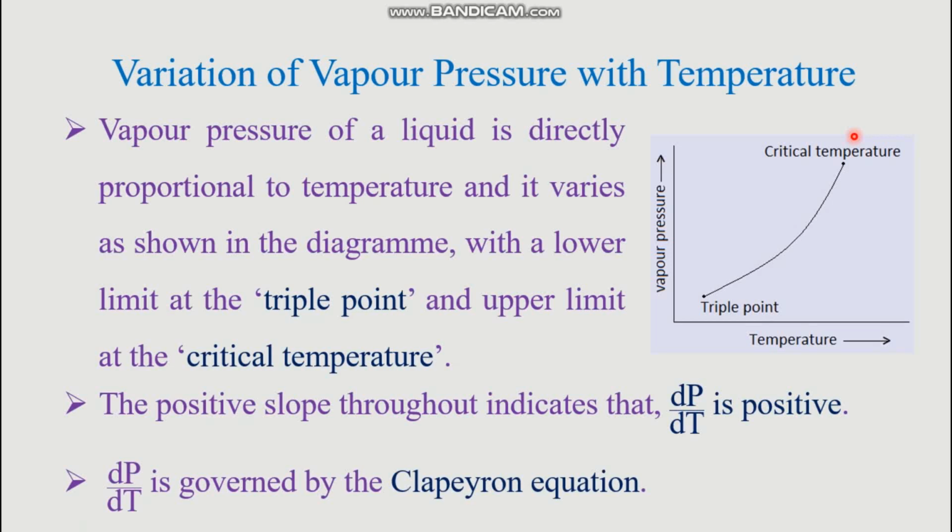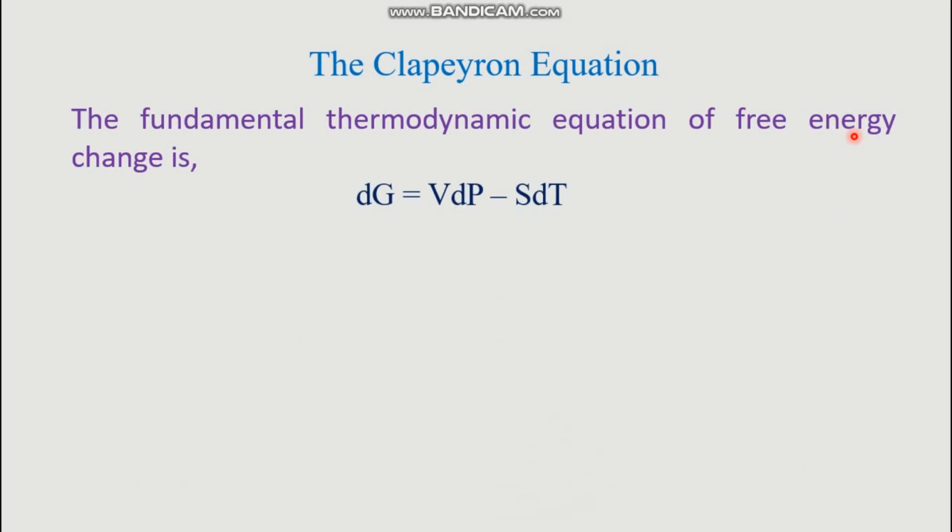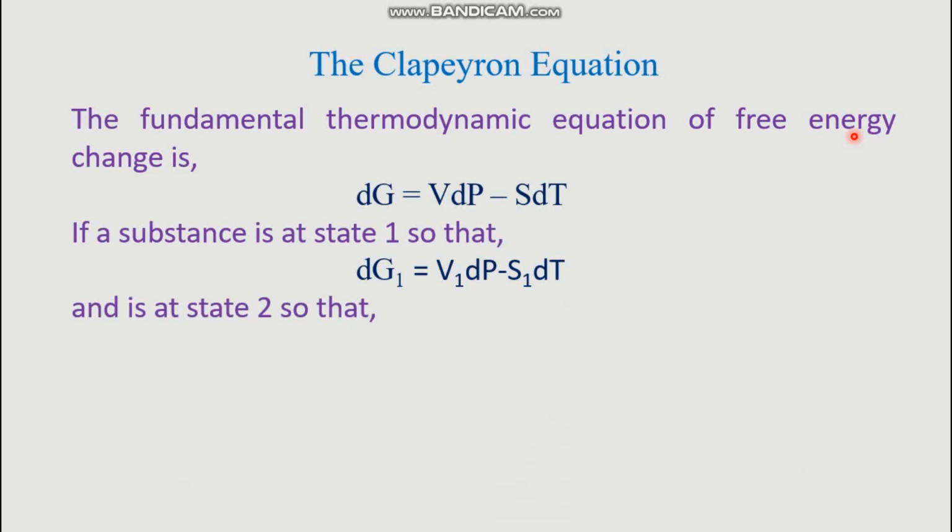So now move on to the Clapeyron equation. It is obtained from the fundamental thermodynamic equation, which is dG equals VdP minus SdT. Now if a substance is in state 1, maybe its liquid state, and state 2 is its vapor state, then for state 1, the liquid state, dG1 equals V1 dP minus S1 dT, and for state 2, the gaseous or vapor state, the free energy is dG2, which is equal to V2 dP minus S2 dT.